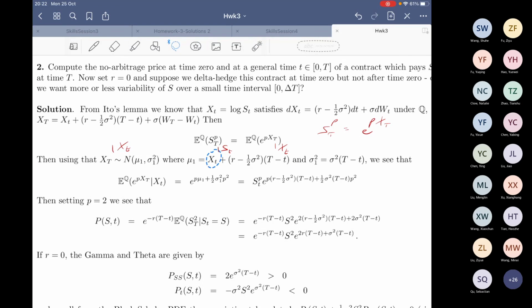There is an xt there that gets multiplied by p, but when you rewrite xt in terms of log of st, this comes out as a factor, which is just st to the p, and then the remaining contributions from the terms are just p times mu1, the remaining part of mu1, which is that, and then a half sigma 1 squared, which is this, times p squared.